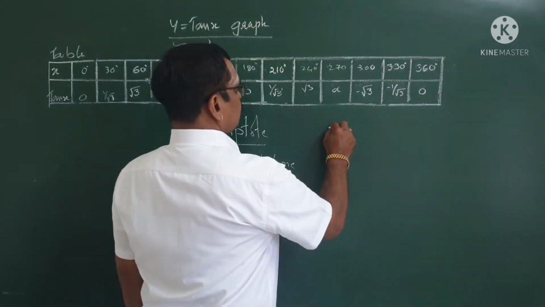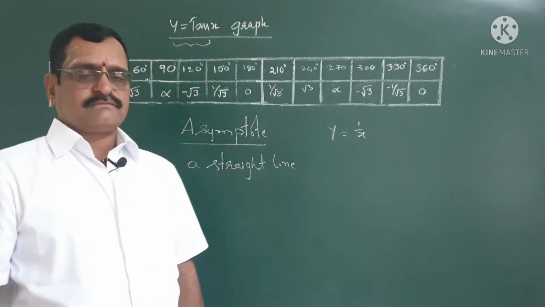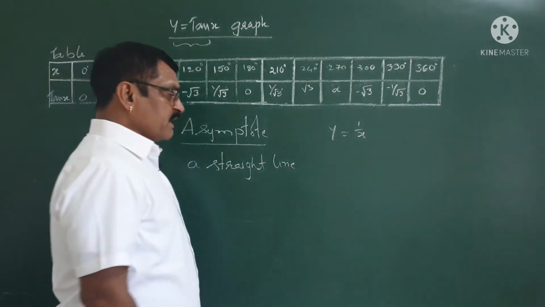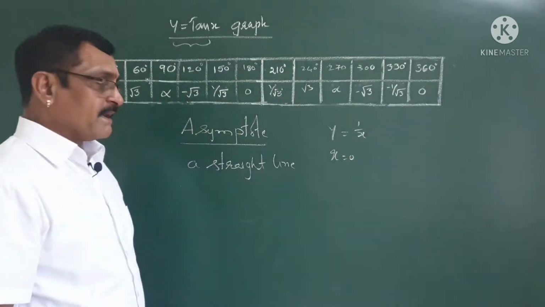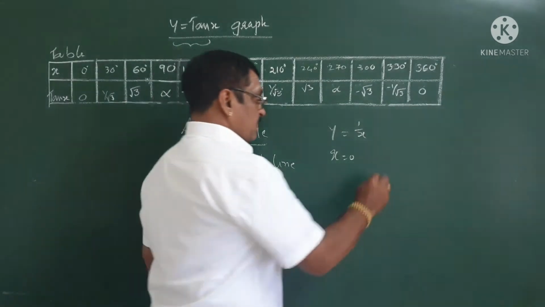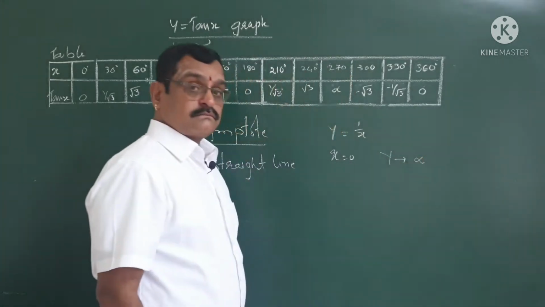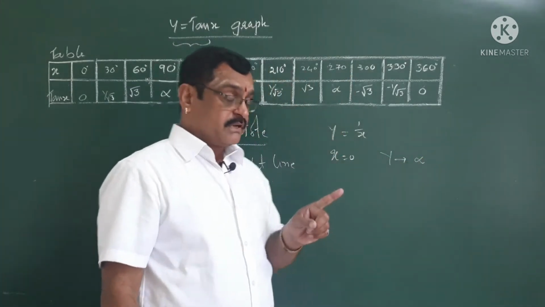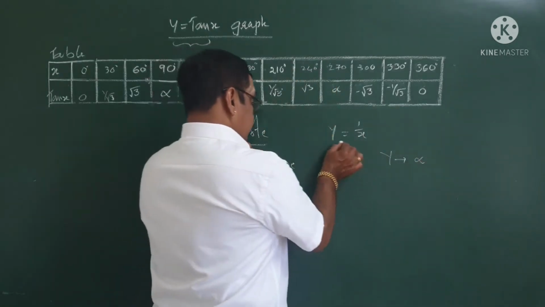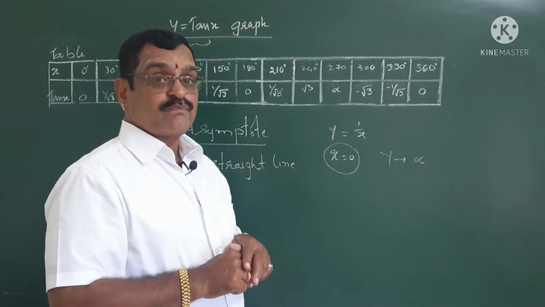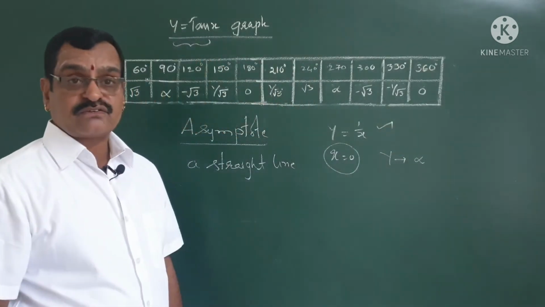Let y is equal to 1 over x be the equation of a curve. If you observe carefully, when I put x is equal to 0, my y is becoming infinity. Becoming infinity, not equal to infinity. When x is equal to 0, this straight line x is equal to 0 is an asymptote of the curve y is equal to 1 over x.